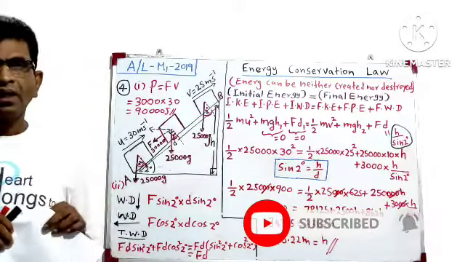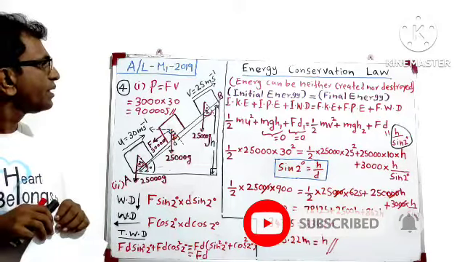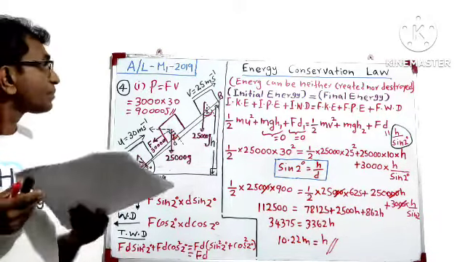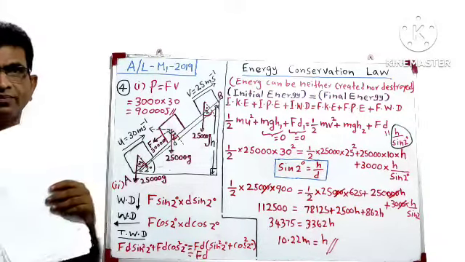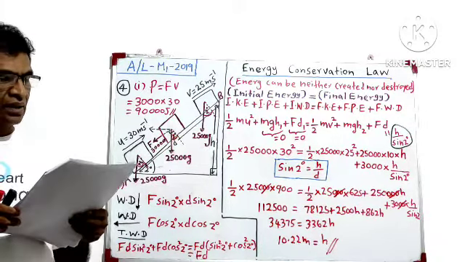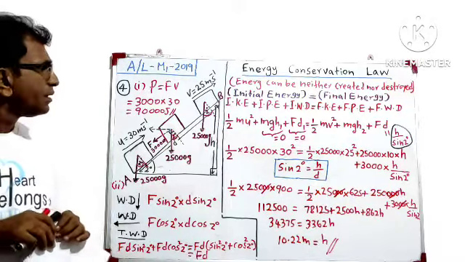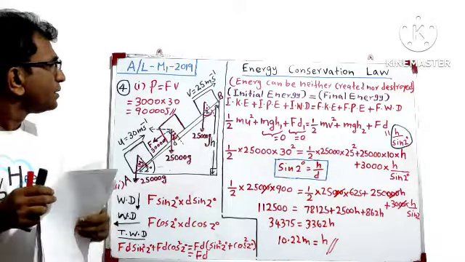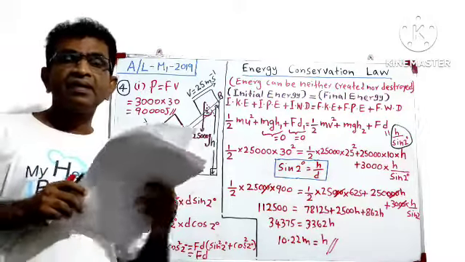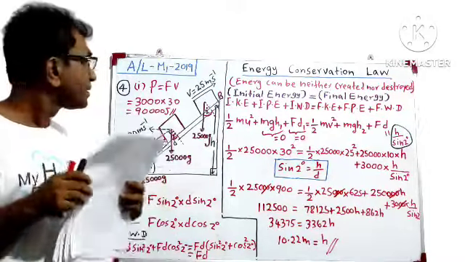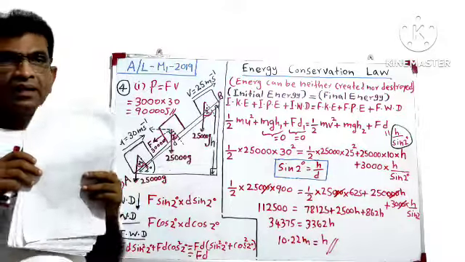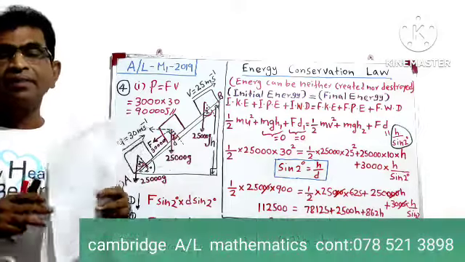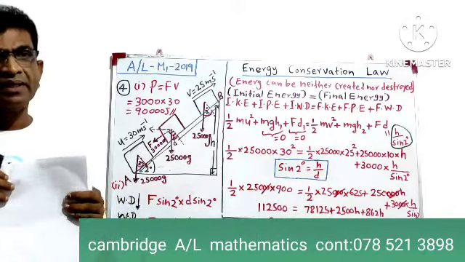Now I am discussing one of the questions in the A-level Cambridge paper. Question number 4. Children, you should be able to understand this question is directly relevant to mechanics. That is the M1 paper. Why is it important? Mechanics.